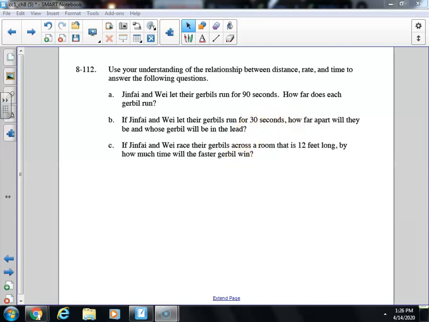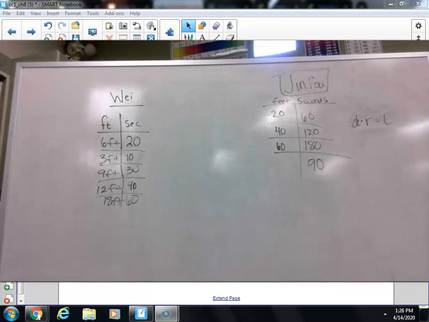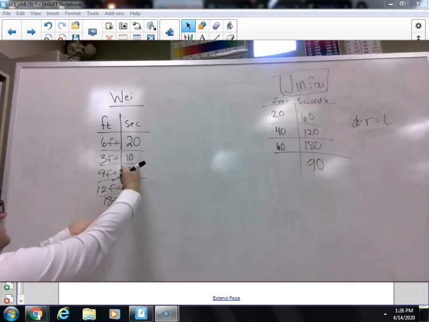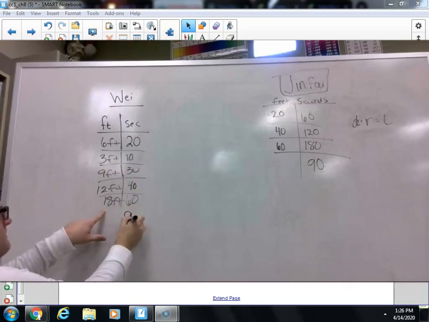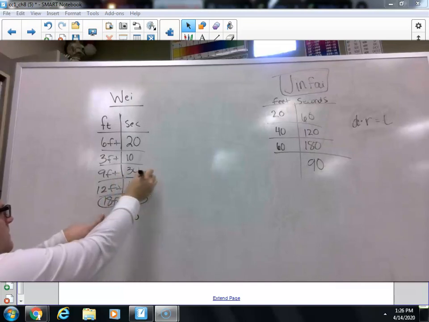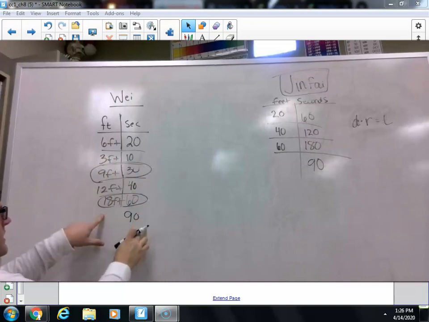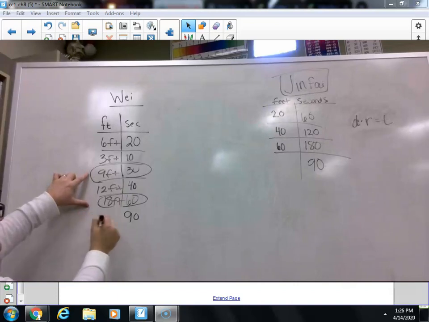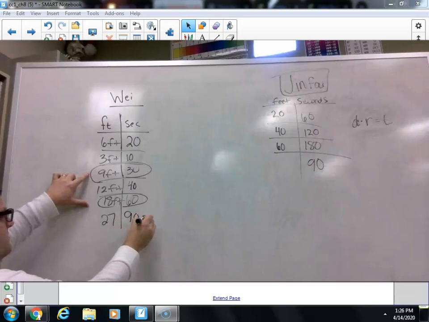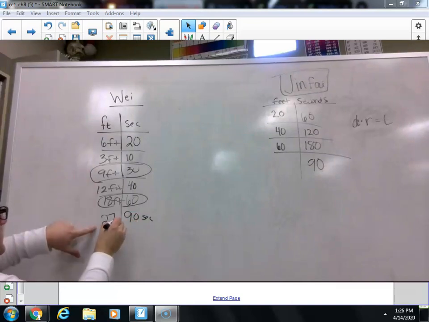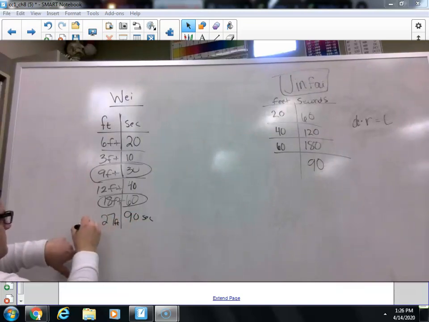So let's go ahead and do letter A first. How far would they be after 90 seconds? So if you look at the table, we went ahead and simplified our table from earlier. We know that after 60 seconds, Wade traveled 18 feet. So if I add an additional 30 seconds here to get to 90, so 60 plus 30 is 90, I'm going to go ahead and add my feet. 18 plus 9 is 27 feet.